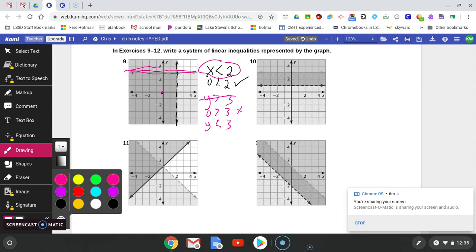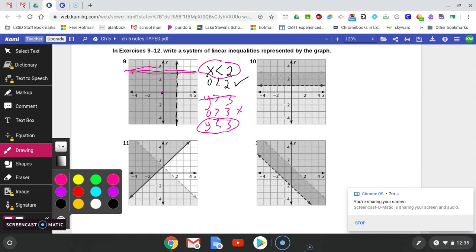So my system is actually going to be both of these together. Okay, go ahead and try number 10. Notice the region that's shaded darker in this middle section here. That's where it's shaded for both of them, which means everything for this line was shaded above it, and everything for this line was shaded down below it. So see how you can do on this one.